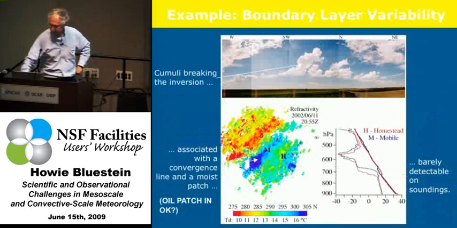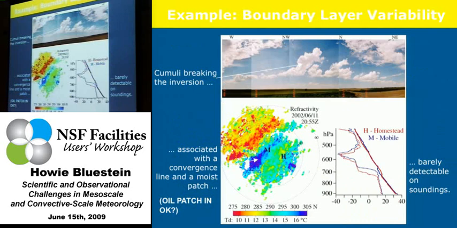So here is a line of towering cumulus forming. These are the measurements of the refractivity, the index of refractivity. And you can see that there's a gradient in the index of refractivity.